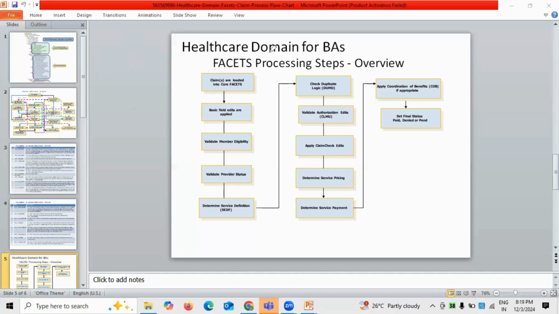Whatever you are observing now, whatever you are following now, is something that happens on the payer side. Payer is nothing but the insurance company side, not the provider. The provider has already sent the claim form. Who is receiving it here? The other end is the payer companies. They are receiving the claim form. This is where generally these claims will be loaded into the core Facets.